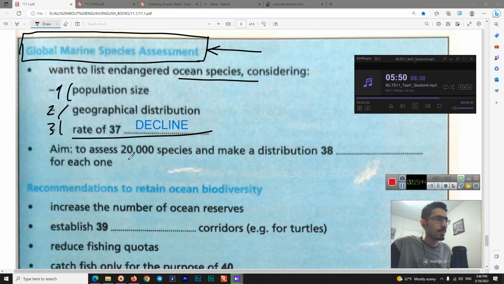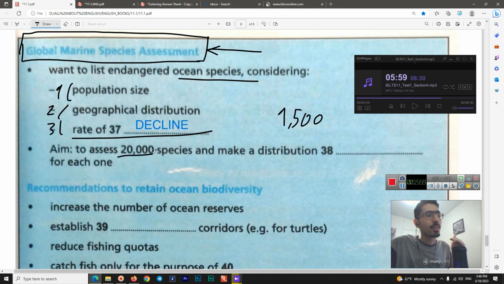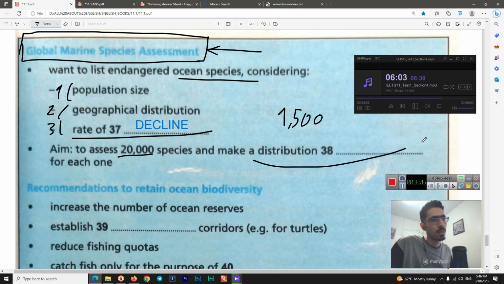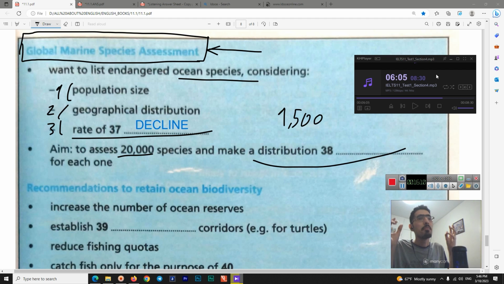So far, only 1,500 species have been assessed, but they want to increase this figure to 20,000. So now they have assessed or checked 1,500 species, but they want to expand it. They want to increase it to 20,000. They use the data they collect on that species to produce a map showing its distribution.